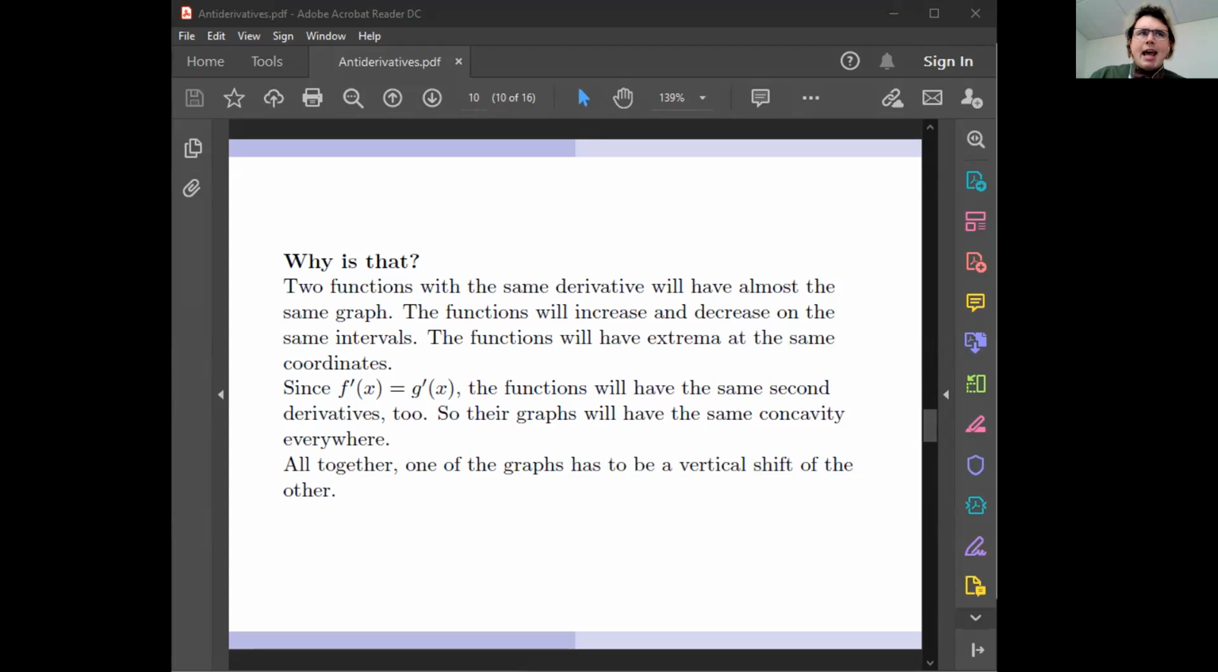If two different functions have the very same derivative, well, that would mean that they've got to be increasing in the same places. They've got to be decreasing in the same places. Okay. Well, if they have the same derivative, then they've got to have the same second derivative too, as long as they are functions that we can take two derivatives of. Not all of them are. Okay, so that means they've got the same concavity everywhere, right? Second derivative tells us where the function is concave up, where the function is concave down, and so on.